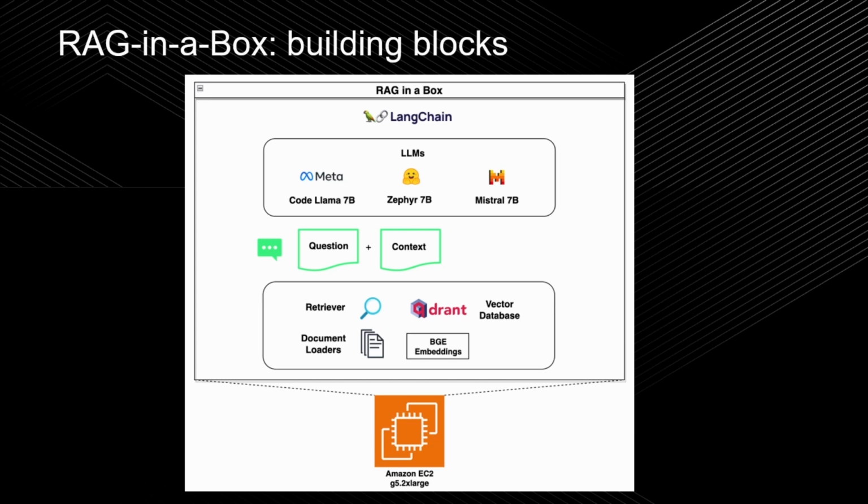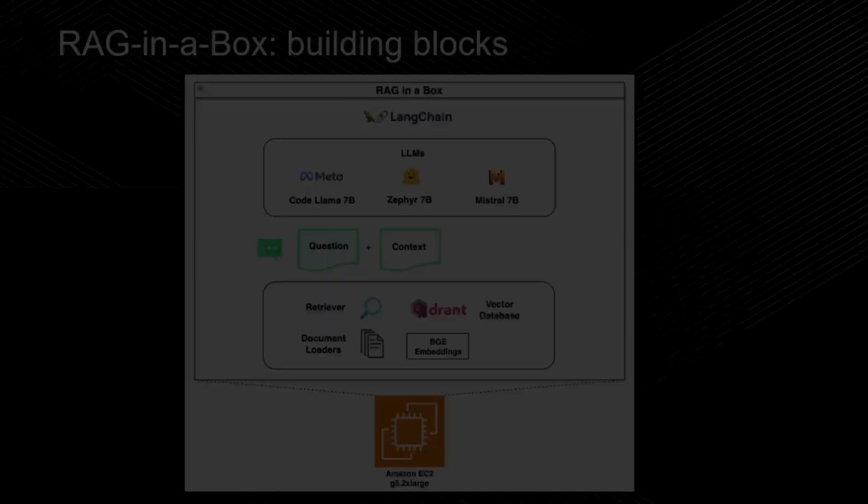In addition to that, we are running Qdrant vector database in a container locally. We are using the open source BGE embeddings model using sentence transformers from Hugging Face. LangChain provides document loader, retriever components, as well as the remaining orchestration. The entire tech stack runs on a single Amazon EC2 G5 2xlarge instance.